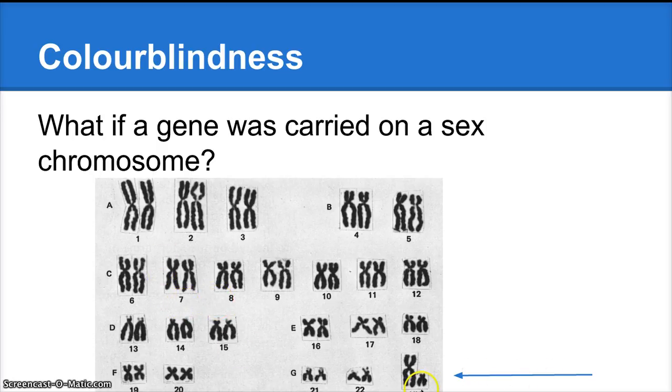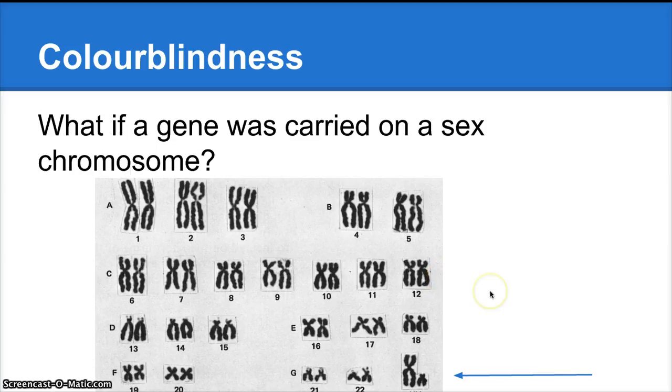But you'll notice here at pair number 23, you'll see that there's sort of a large X and a smaller different chromosome. Now this is what we call a Y chromosome. So females carry an XX while males carry an XY chromosome pairing.